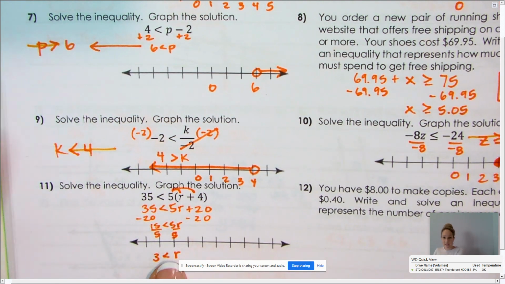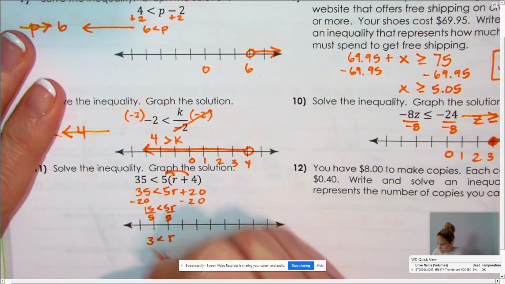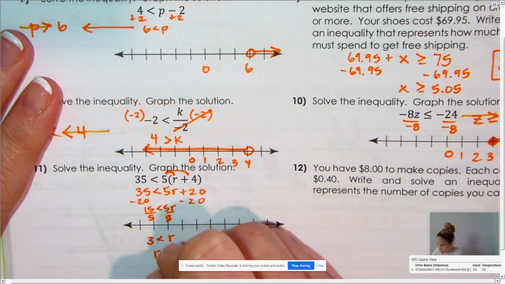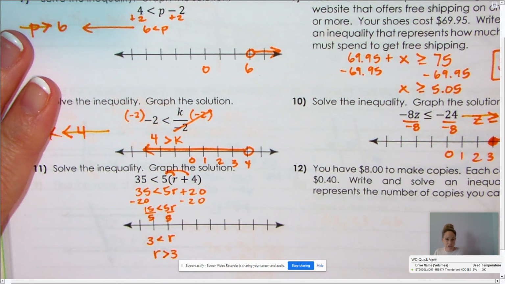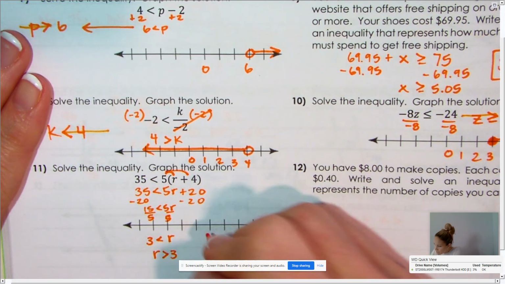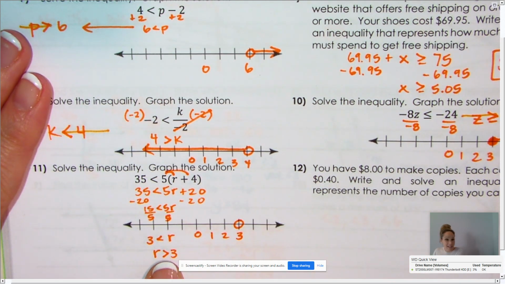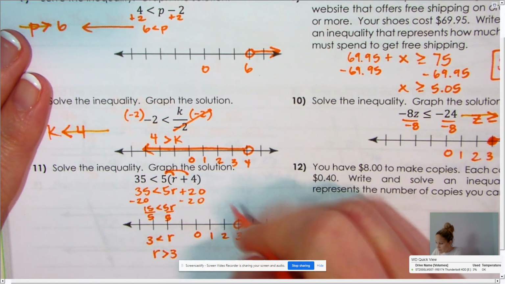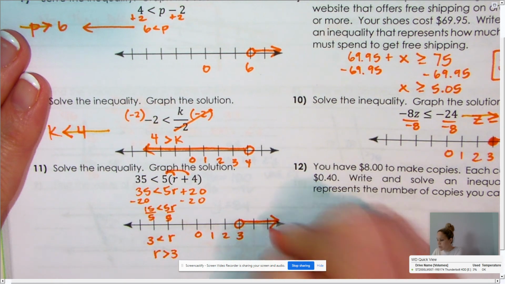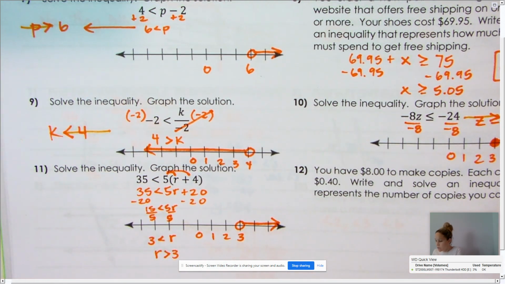Remember, I like to write my letter first, so I would write it r and 3. The alligator is eating the r, so the alligator should still be eating the r when I rewrite it. So 0, 1, 2, 3. Open circle, it's not equal to 3, so I don't color it in. And the alligator is eating the r, meaning those need to all be things that are bigger than 3. Or again, you can use this as an arrow to graph.